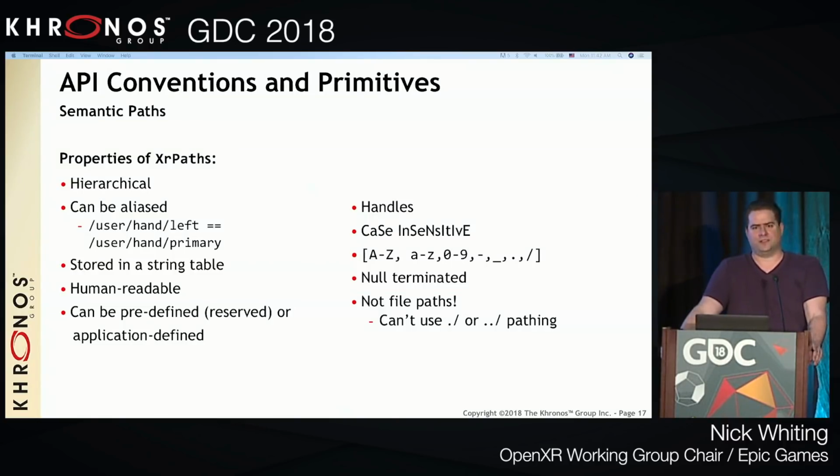They're stored in a string table, so they're not horrifically slow after you define them. They're human readable, which is very nice for debugging. They can be predefined. We have a number of reserved slots like user hand left and user hand primary. But you can also define them at an application level. If you want to create new spaces or something, you can define meaningful full paths to those kinds of data types for yourself. They're treated as handles, so you manage the lifetime of those. Case insensitive, with your standard valid characters in a null terminated string. But the one thing we're always careful to point out is that they're actually not file paths, so you can't use dot and dot dot to go up and down the hierarchy.